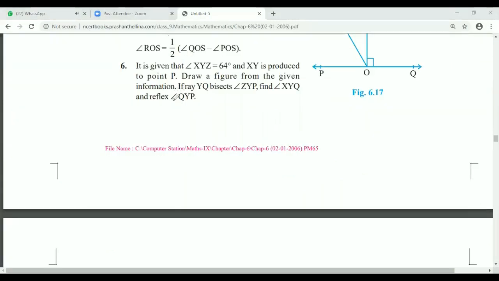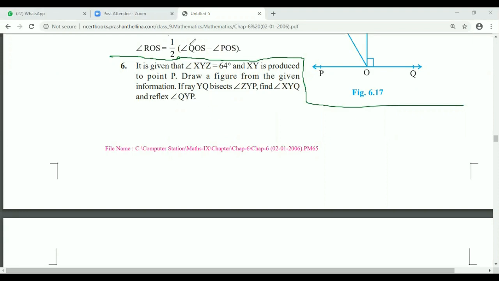Now let's discuss question number 6. It is given that angle XYZ is equal to 64 and XY is produced to point P. Draw a figure from the given information. No figure is given here, so we have to construct the figure using the information given. There is an angle XYZ, and one arm of that angle, XY, is produced to point P. We have to draw a figure using this. And one more thing is given: YQ bisects angle ZYP, and we need angle XYQ and reflex angle QYP.